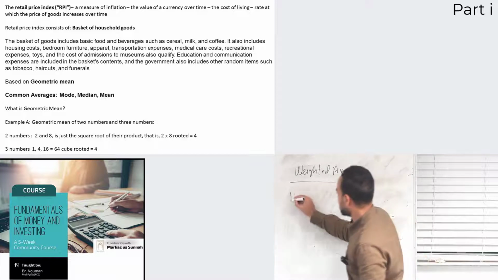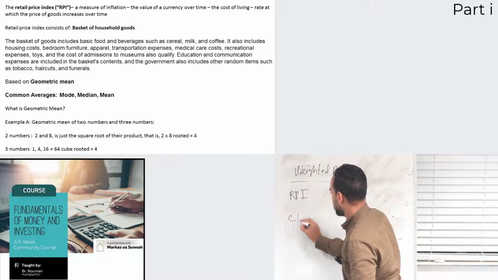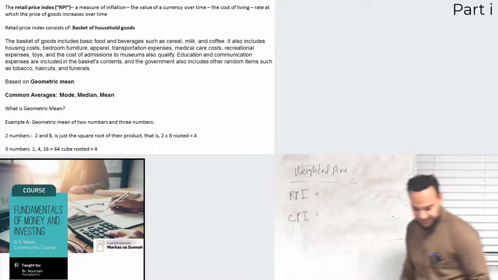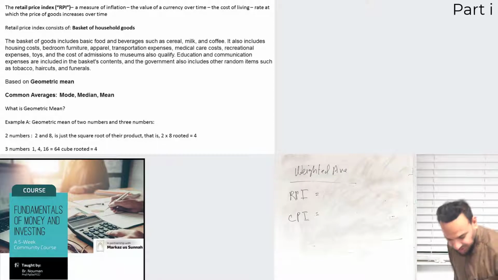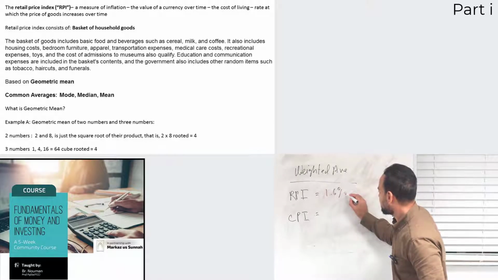Does anybody know what the RPI, the retail price index, was in July 2020? Sort of coronavirus time. Any idea? No, that's fine. It was basically 1.6%.